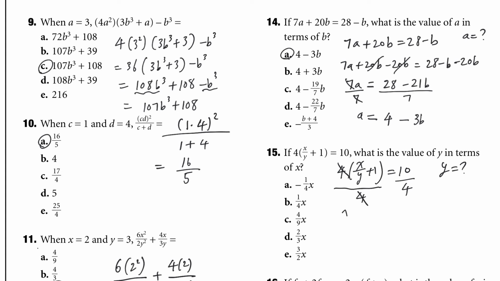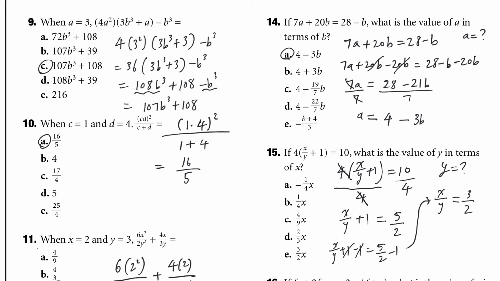Then you get x over y plus 1 is equal to, well, 10 over 4 is the same thing as 5 over 2. Now I want to get rid of the 1, so I'm going to subtract 1 from both sides. And moving here, x over y is equal to, well, these cancel out. 5 over 2 minus 1 is 3 over 2.